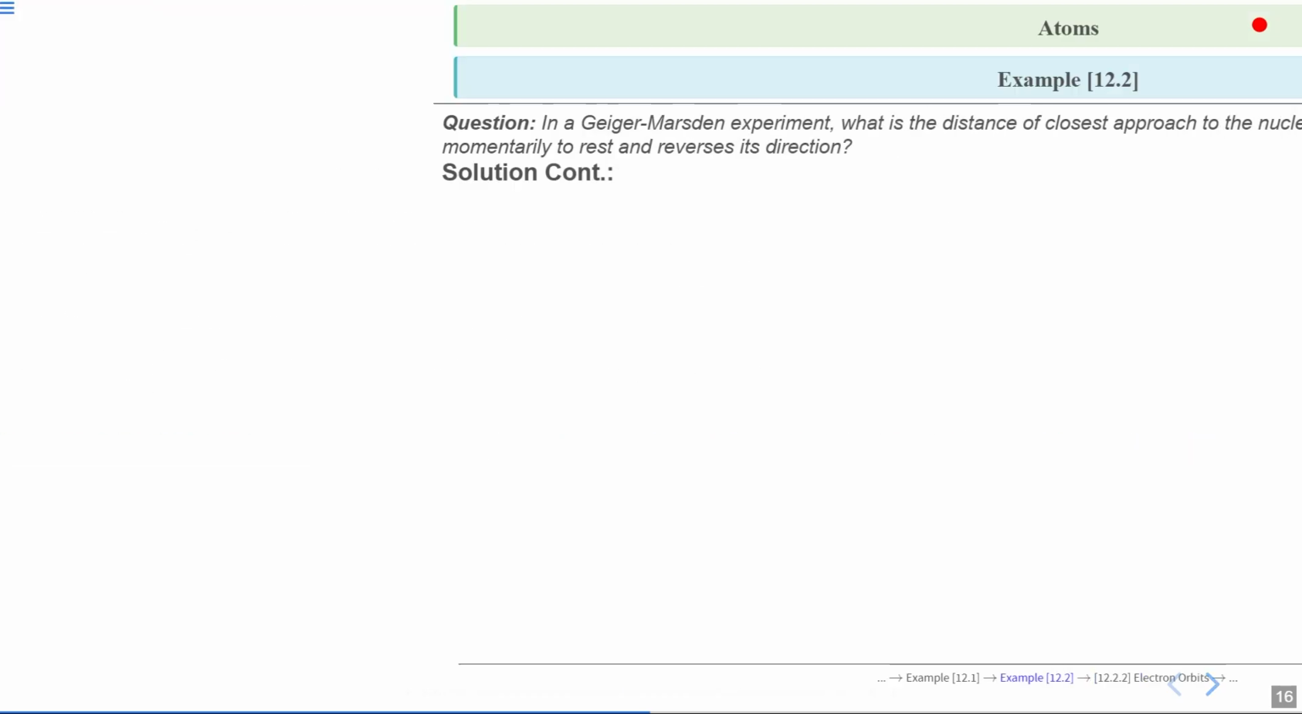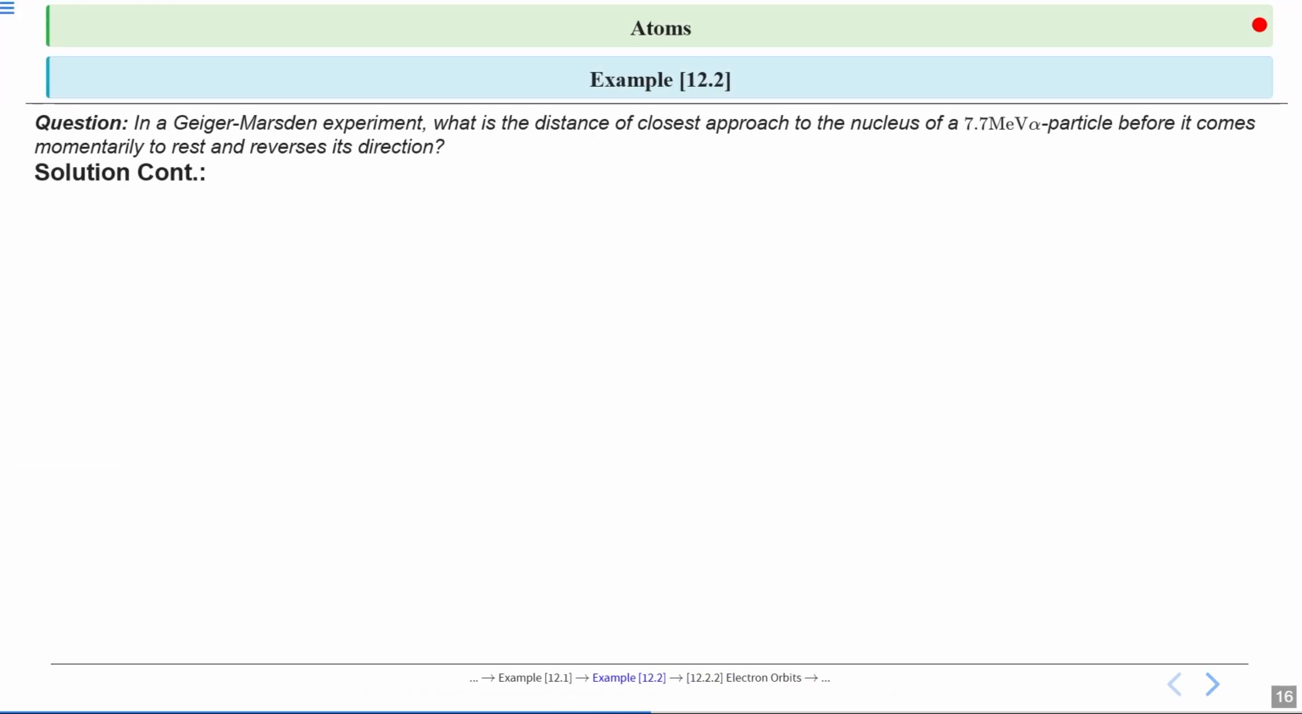Now we'll solve it. Here we see the distance of closest approach d equals 3.84 × 10^-16 Z meters. In this equation, d is the distance in meters and Z is the atomic number of the nucleus we will use. This formula tells us that distance depends directly on the atomic number. So a higher Z means greater repulsive force and a larger distance.